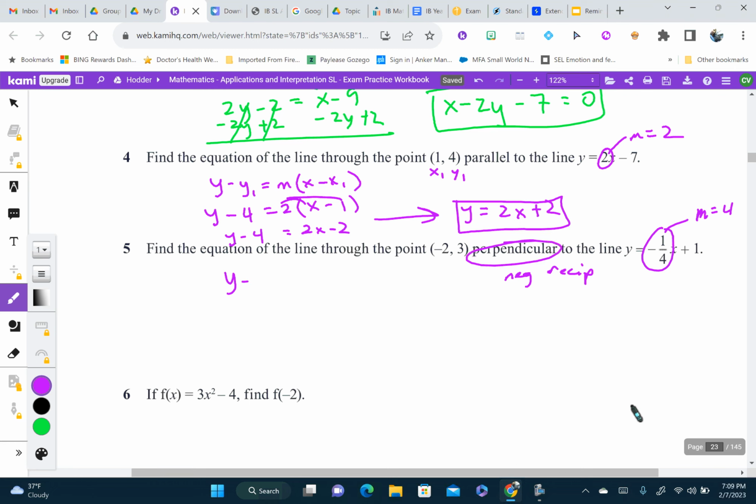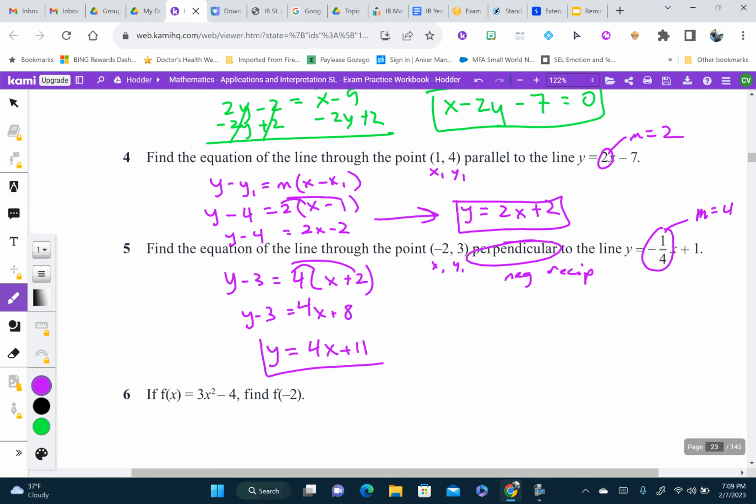So I have y minus y1. Here's x1, here's y1. So y minus 3 is equal to m. We just found out that our m is 4, times x minus x1, which is negative 2, which is the same thing as negative, negative is a plus. Distribute this, so I get 4x plus 8 is equal to y minus 3. Add 3 to both sides, and I get y is equal to 4x plus 11.